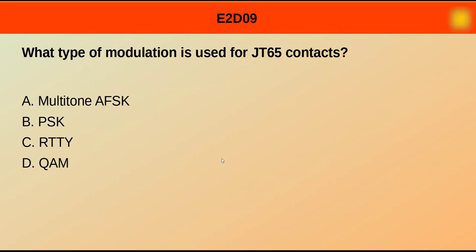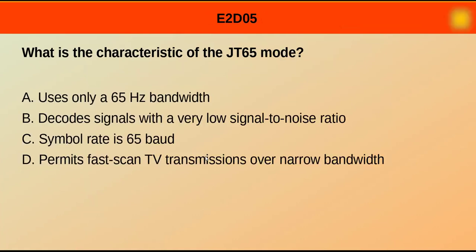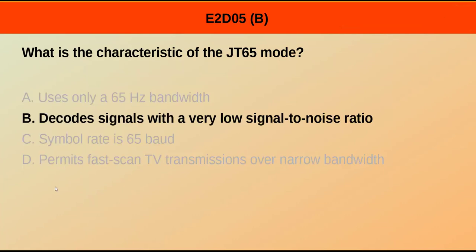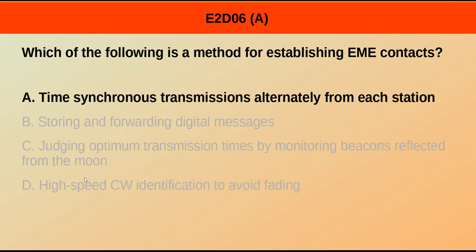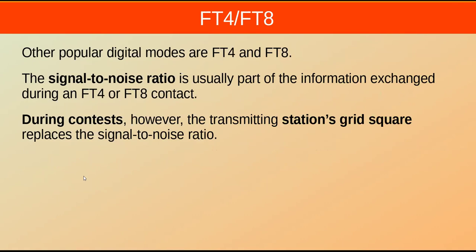What type of modulation is used for JT65 contacts? Alpha. What's the characteristic of the JT65 mode? Yeah, I don't know what the bandwidth is. It's probably not 65. Which of the following is a method for establishing Earth, Moon, Earth contacts? FT8 and FT4.